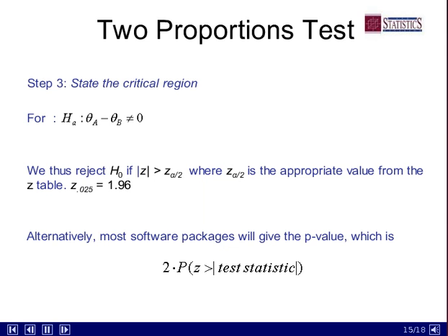Alternatively, most software programs, as we mentioned on plenty of the other slides as well, will calculate the p-value. The p-value again is the probability, from a z table now instead of a t, of exceeding the absolute value of the test statistic, and multiplied by 2. Okay? So 2 times the probability z is greater than the absolute value.